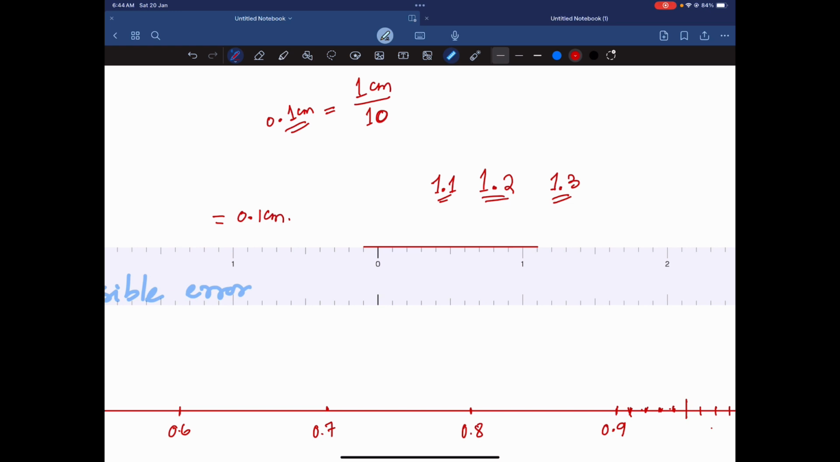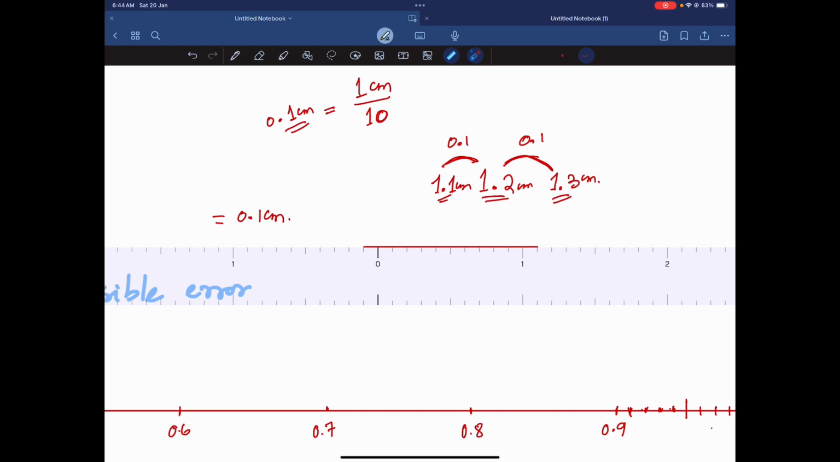What is the difference here? There's a difference of 0.1. What is the difference here? There's a difference of 0.1. These are all centimeters. So it seems like the value lies somewhere between 1.1 and 1.3 mark.